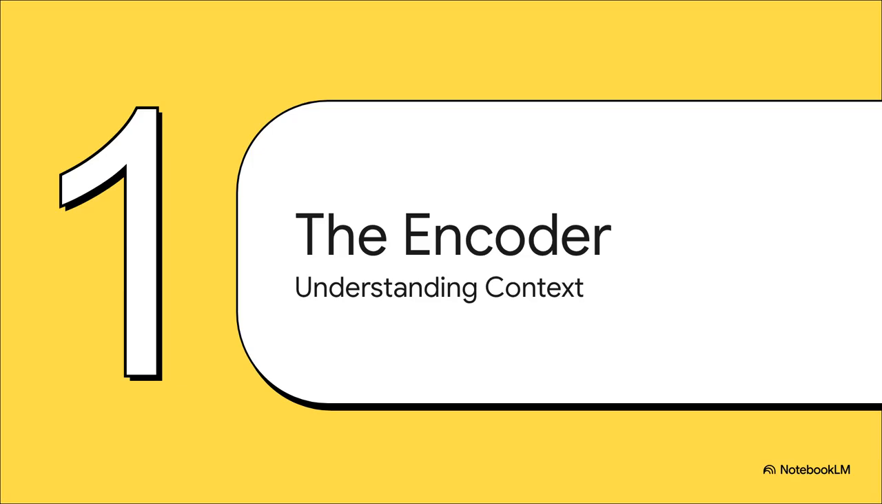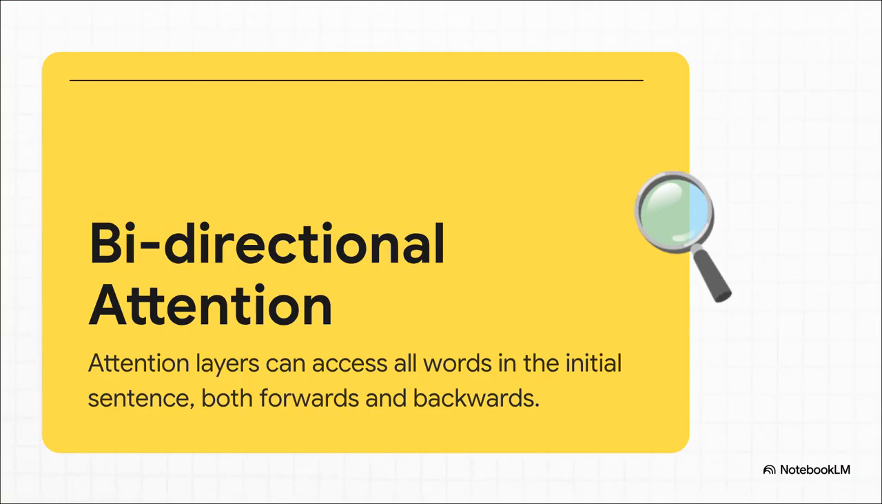Okay, tool number one, the encoder. I like to call this one the deep reader. Its entire mission, its whole reason for being, is to understand. It's built for pure comprehension, to grasp the meaning of a piece of text as deeply as humanly, or I guess as machinely possible. So the magic trick for the encoder is something called bi-directional attention.